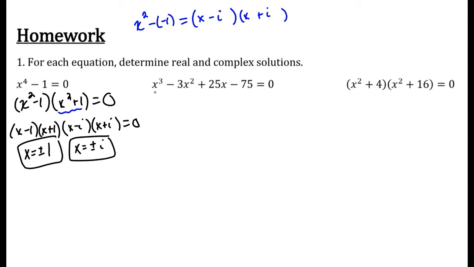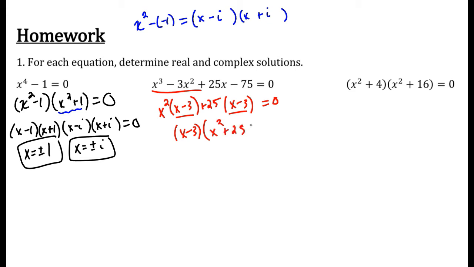Let's see here. I've got four terms, which means I'm grouping. x squared times x minus 3. I better end up with x minus 3. I'm going to have to take out a 25. Well, my new GCF is x minus 3 from those two terms, so once I GCF that out, I'm left with x squared plus 25.